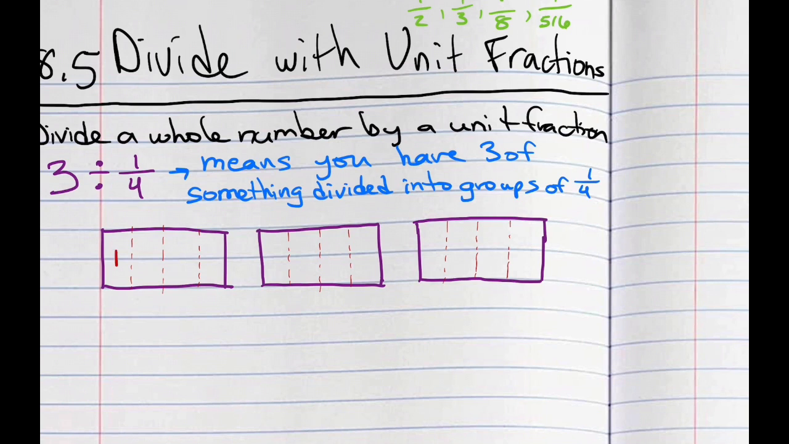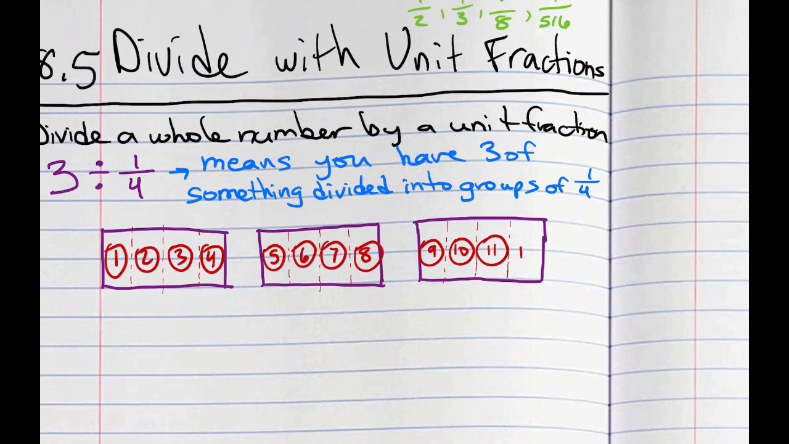So let's go ahead and start labeling each of those pieces. I've got 1 group of 1/4 and 2 groups of 1/4, 3 groups of 1/4, 4 groups of 1/4. Got this pattern going. So now I'm just going to keep labeling. 5, 6, 7, 8, 9, 10, 11, 12. So what we've done here is we split 3 up into groups of 1/4. And when I look at it all, I can see that we have 12 groups of 1/4.